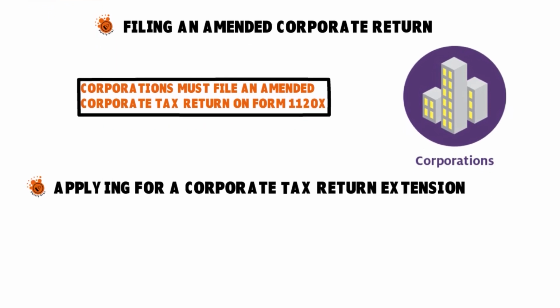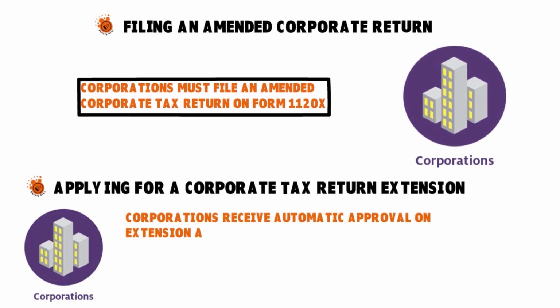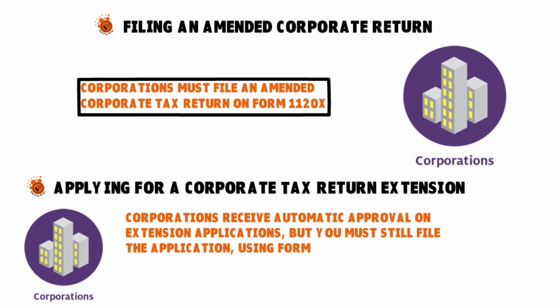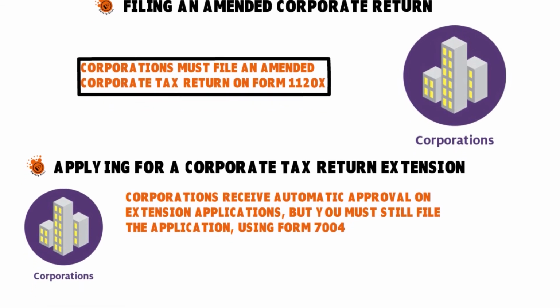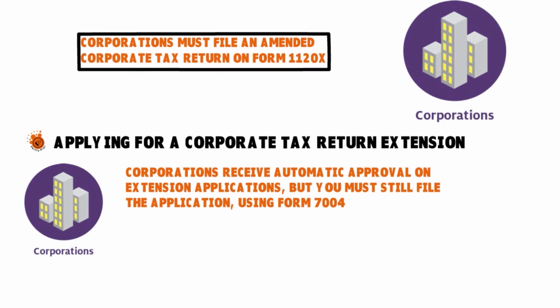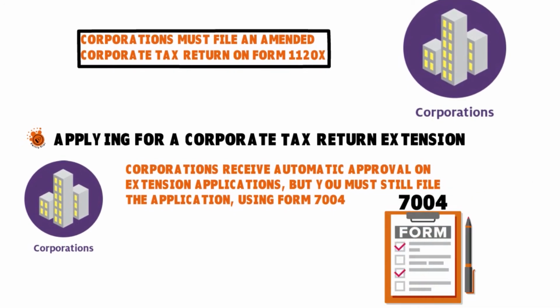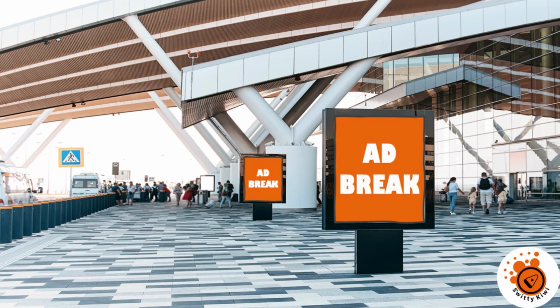Applying for a corporate tax return extension. Corporations receive automatic approval on extension applications, but you must file the application using Form 7004. This form must be filed by the due date of your corporate tax return, and you must pay taxes by this date. So whatever taxes you owe at that particular time, you have to pay, and this is the law.